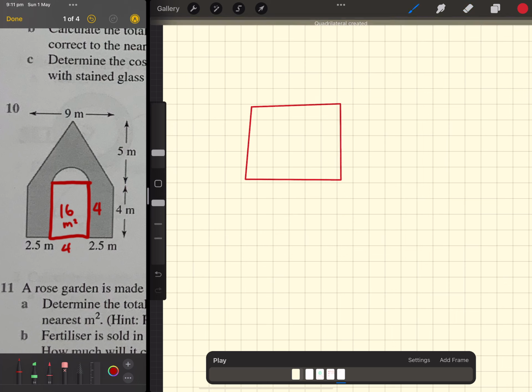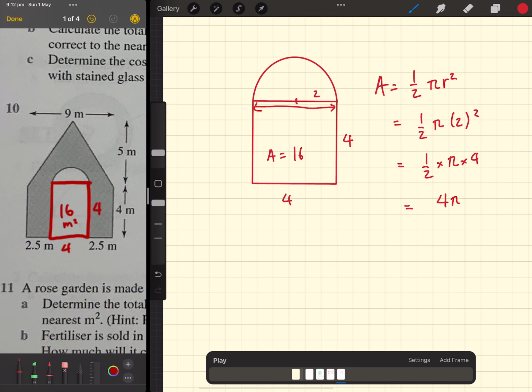Now, to find the area of the semicircle, we know that from here to here is 4, which means the halfway must be 2. Okay, and we just found the radius. So the radius of this semicircle is 2. So to find the area of the semicircle, area is equal to a half the area of a circle, which is pi r squared, which equals a half times pi times r squared. R is equal to 2, so that's 2 squared. So that's a half times pi times 4. Or we could say that's 4 pi over 2 equals 2 pi. 4 times pi divided by 2 is 2 pi, okay?